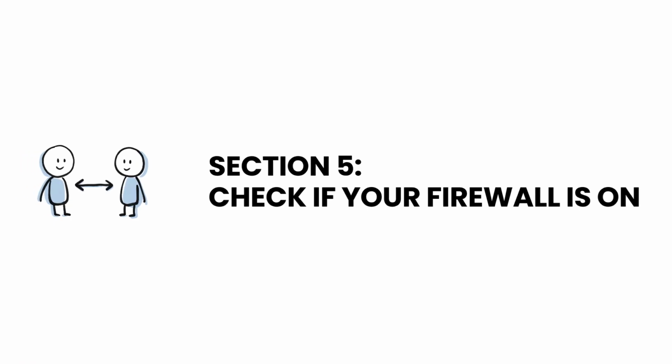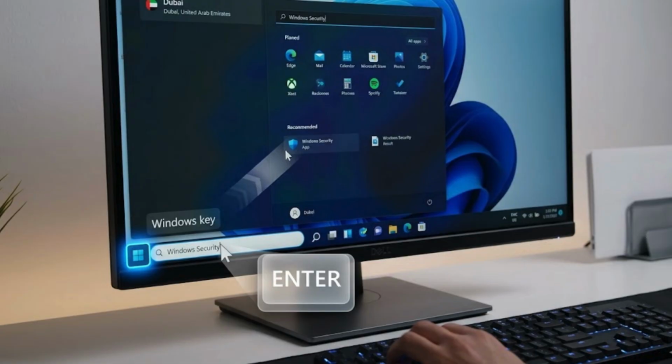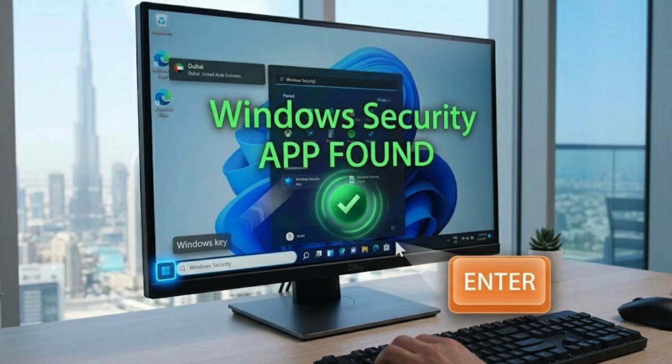Section 5. Check if your firewall is on. All right, enough theory. Let's look at your actual computer. First thing, let's check if Windows Firewall is turned on. Press the Windows key, type Windows Security, and hit Enter.